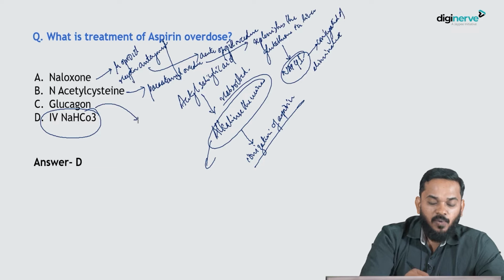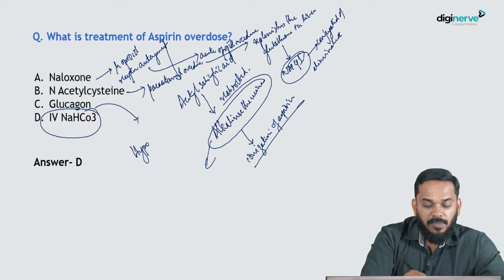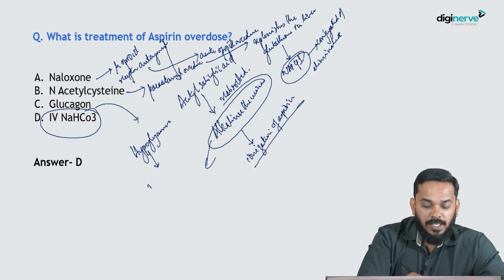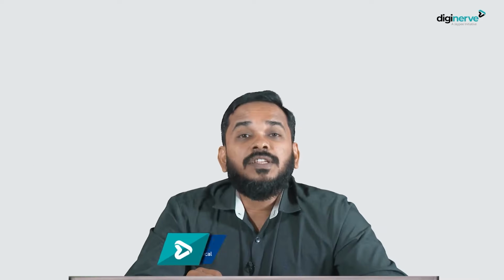Glucagon is approved for the treatment of hypoglycemia. The major adverse drug reactions of glucagon include rebound hypoglycemia and also nausea. So that finishes this session.